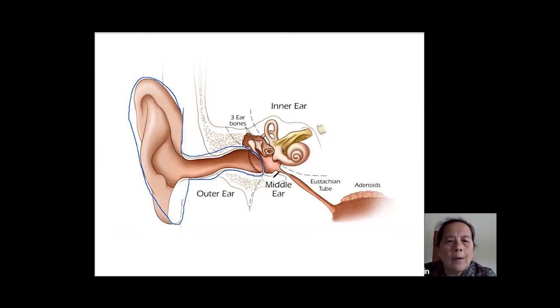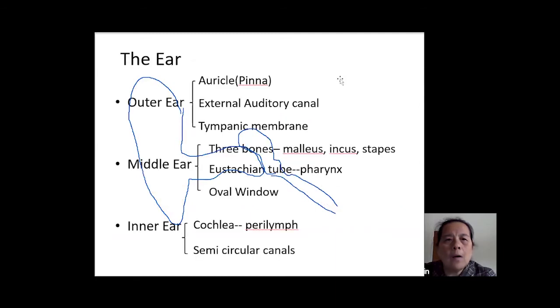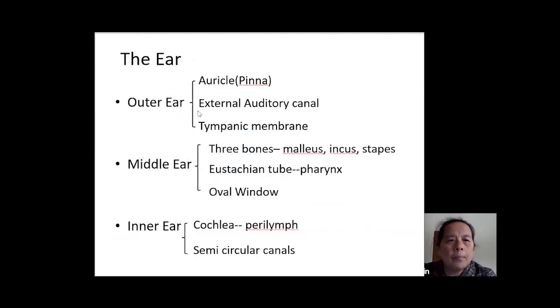And then we're talking about the middle ear. The middle ear is the air space from here, and also we have another channel, a tube, going to the throat. So that's our middle ear.